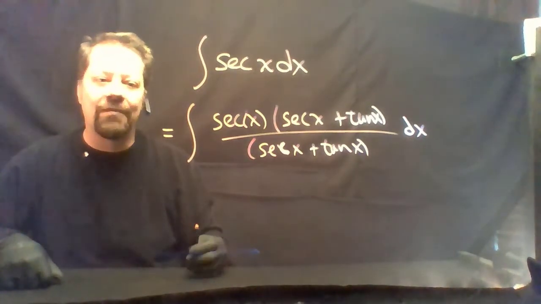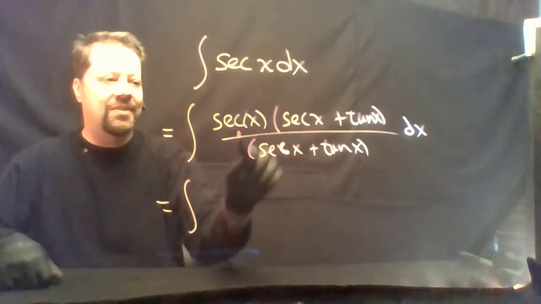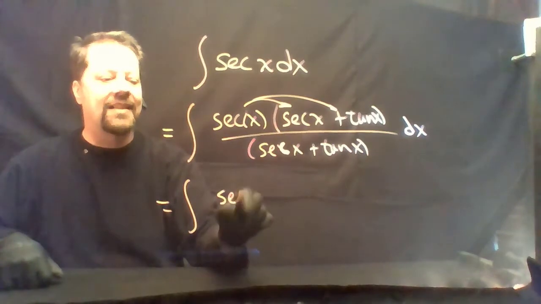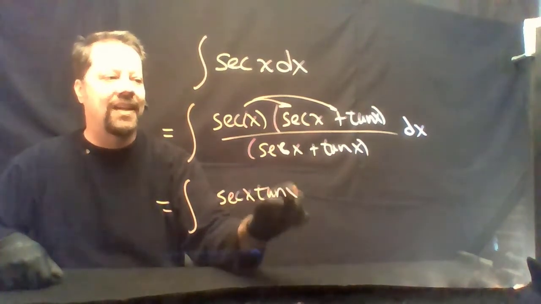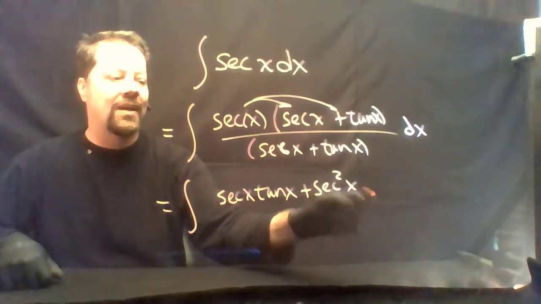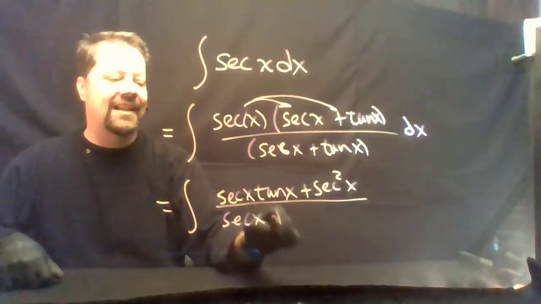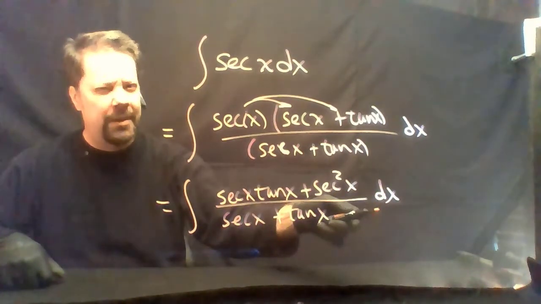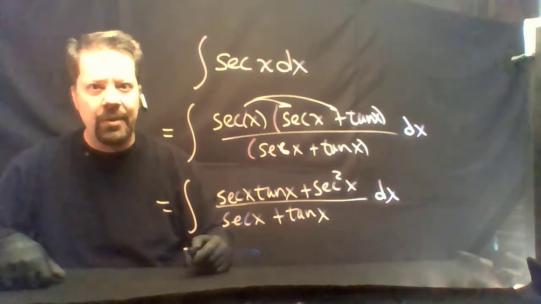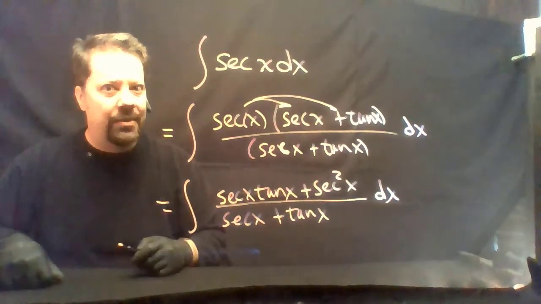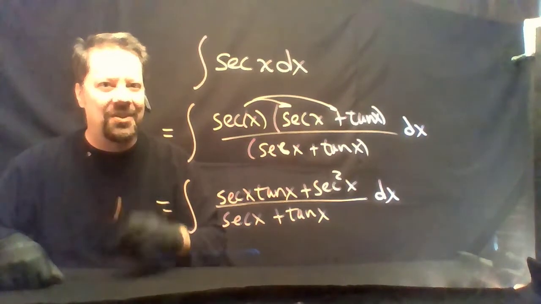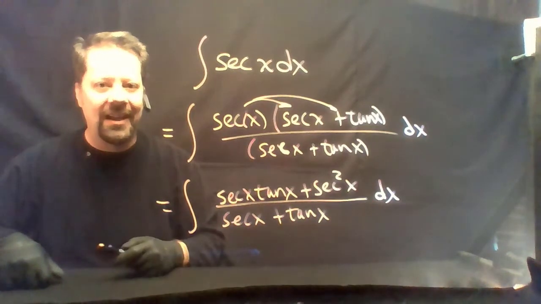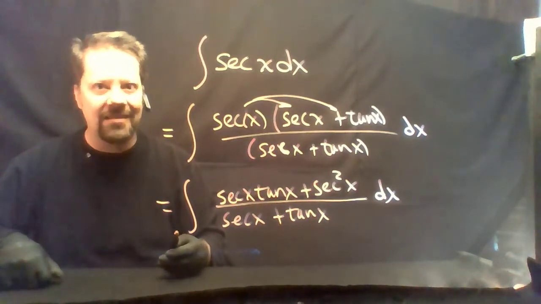I'm only changing its form. It helps because when I distribute and reverse the order of the subtraction, I'll write this as secant x tangent x plus secant squared x over secant x plus tangent x dx. Don't be abusing my dx. If you start abusing that differential, it will abuse you back. So be careful and don't abuse the notation. Don't leave it off. Don't throw it around. Always take good care and know exactly what's going on with that dx.